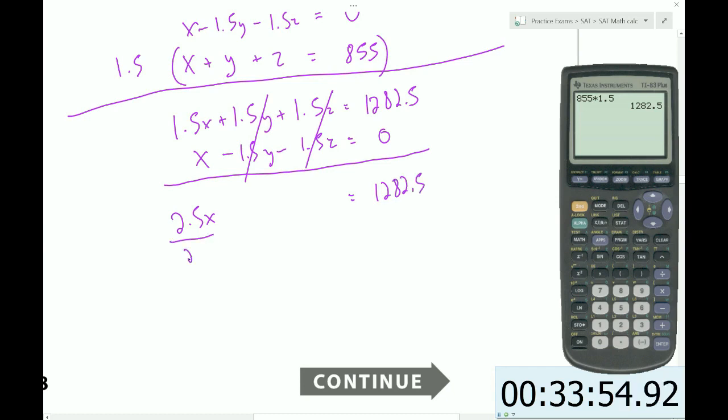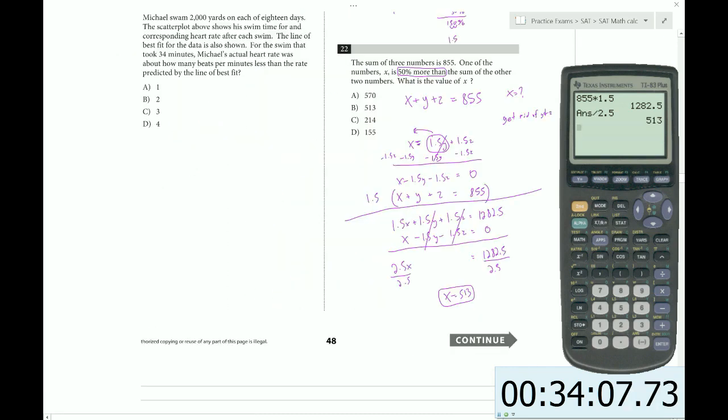So now I simply have to divide by 2.5 on both sides. Alright, so I'll divide my answer by 2.5. That gets me 513 for x. So x equals 513. And let's see if that's a choice. And yes, it's choice B.